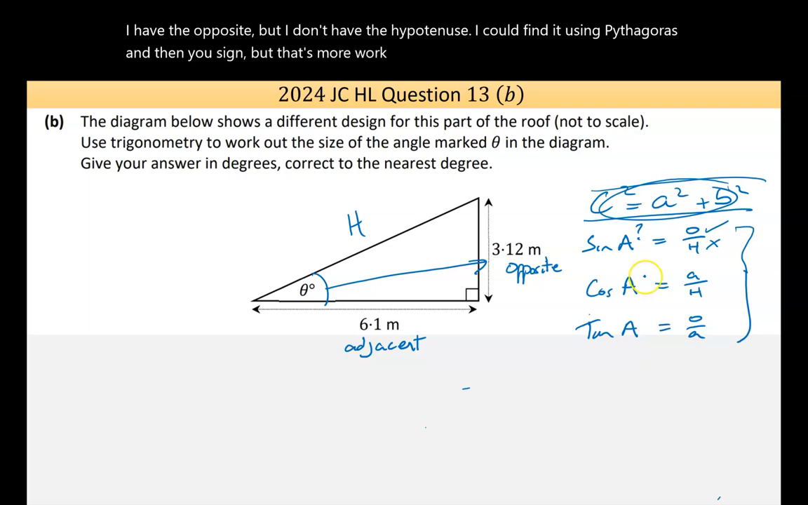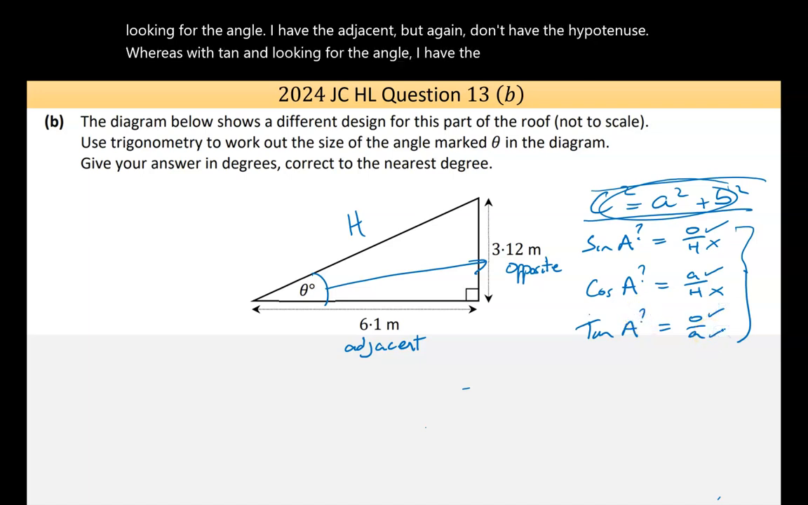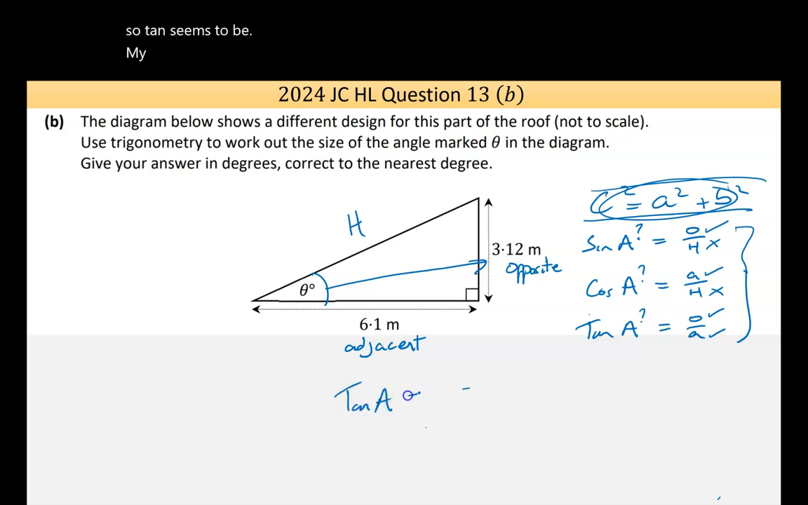So let's keep going. In the cosine, I'm looking for the angle. I have the adjacent, but again, don't have the hypotenuse. Whereas with tan, I'm looking for the angle. I have the opposite. I have the adjacent. So tan seems to be my strategy. So tan of an angle relates the opposite, which is 3.12, over 6.1.